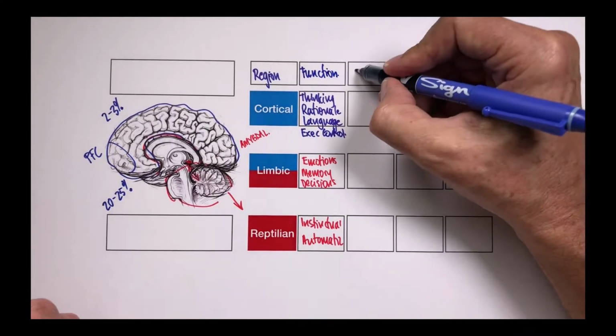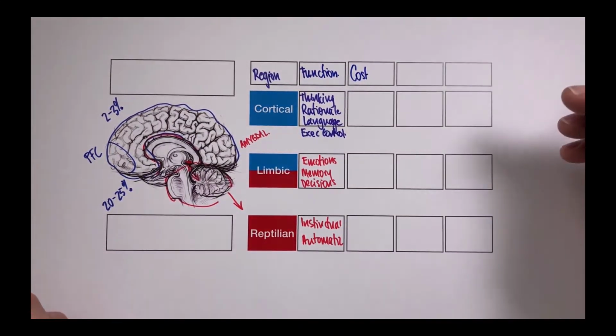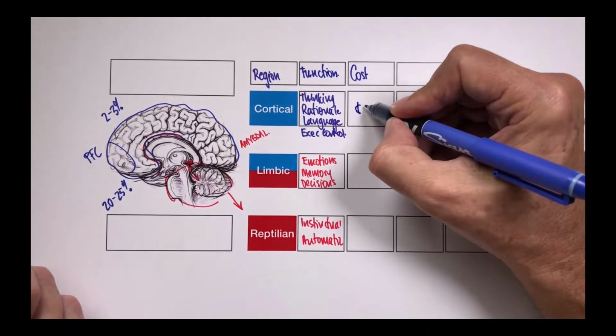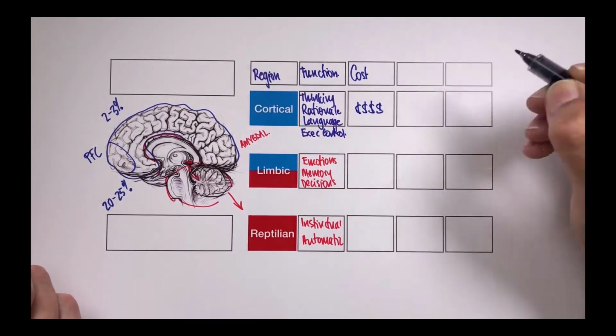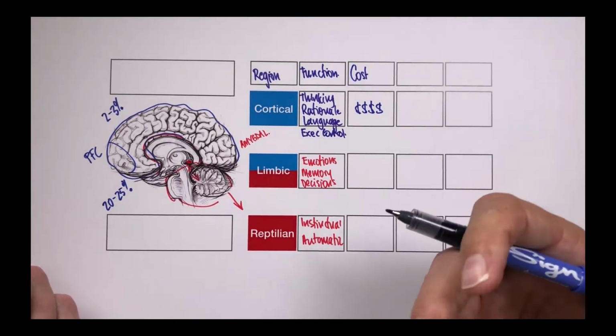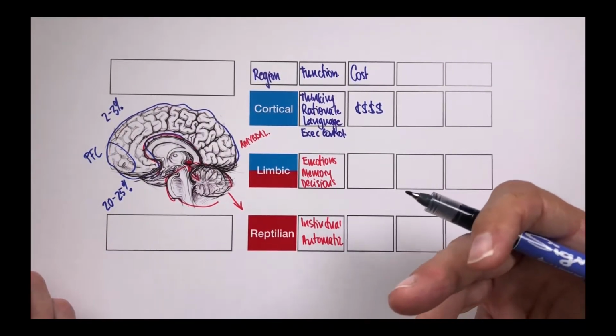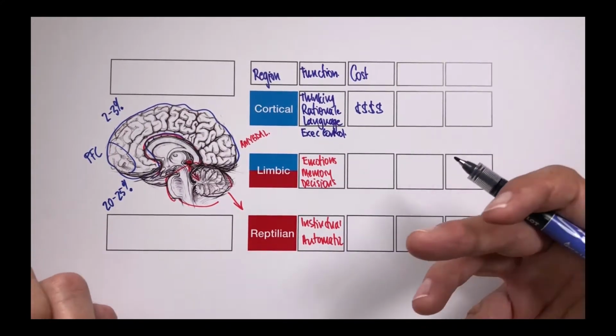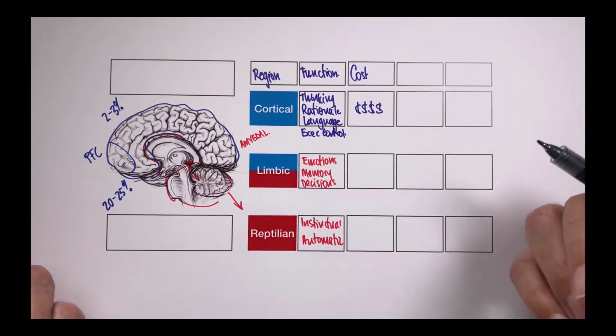So I want to look at the idea of cost before we go in and look at the zones themselves. The cortical part of the brain is very expensive, and by cost I mean it takes a lot of the resources available biologically in the brain for it to work. So therefore we need to be at our best to use this part of the brain well.